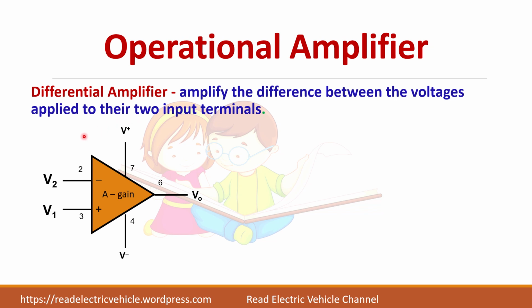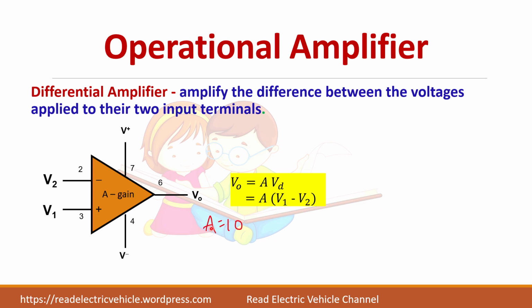Basically, op-amp acts as a differential amplifier. It means that it always amplifies the difference between the two input signals. So we have two input signals. V0 is equal to A into Vd, where A is the gain of this operational amplifier and Vd is the difference between the two input signals, V1 minus V2. You have to remember here plus is connected to V1 and minus is connected to V2. So I am writing V1 minus V2.